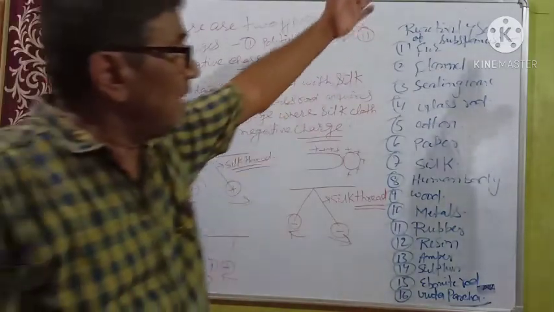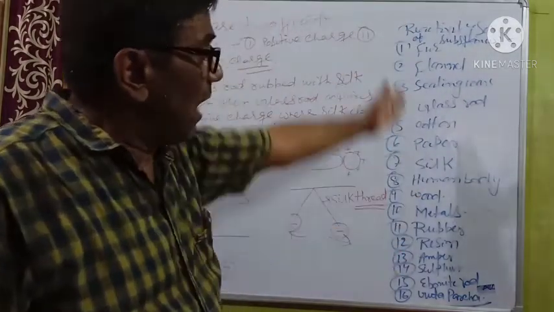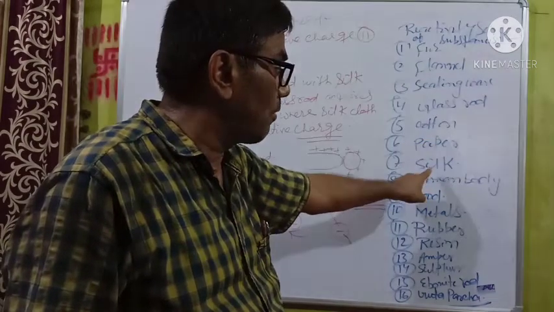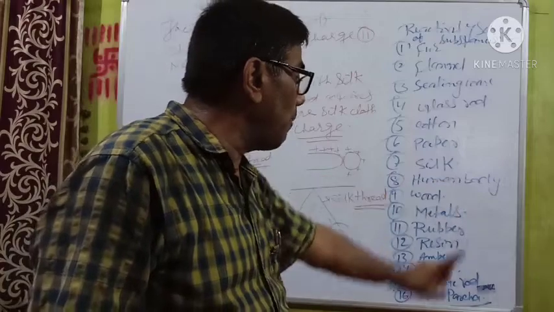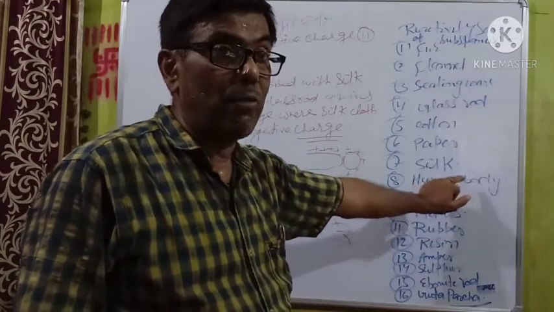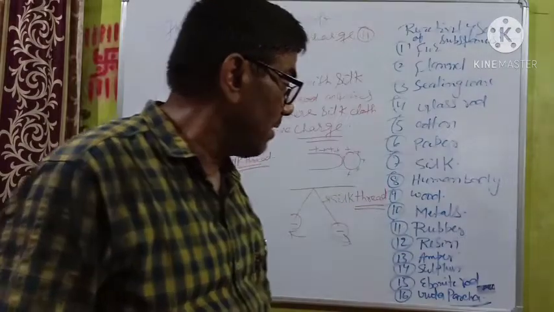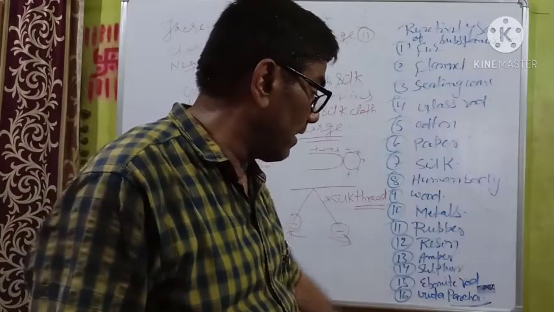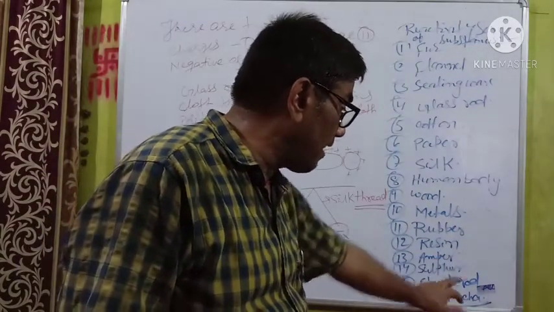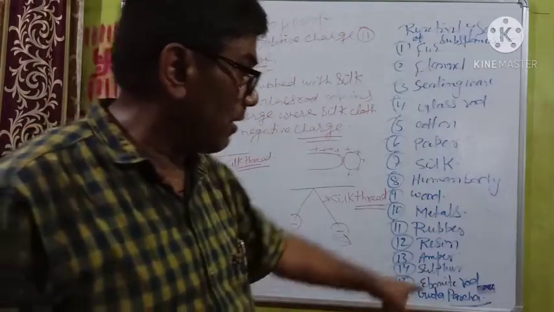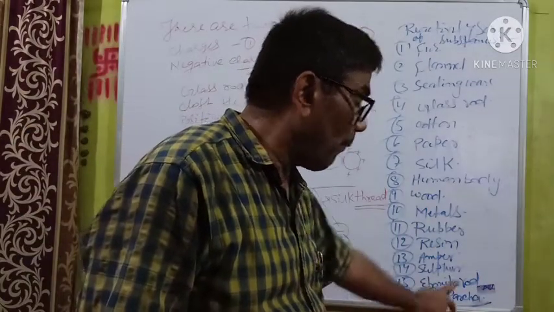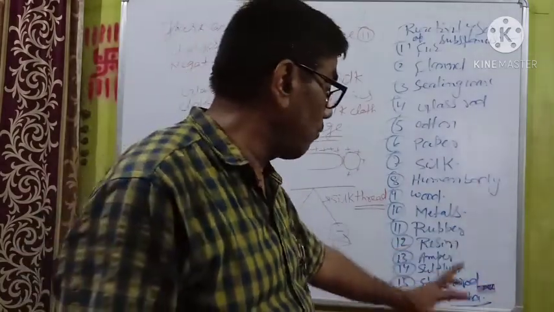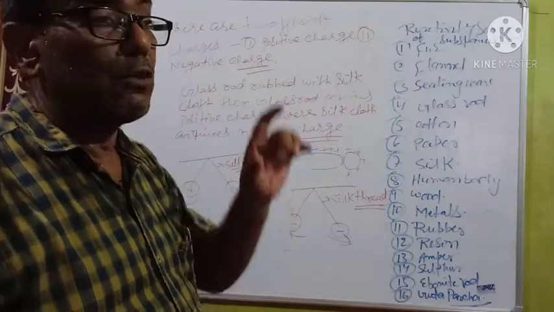Understand it here with the reactivity series. For example, when paper is rubbed with the silk cloth, paper acquires the positive charge and silk cloth acquires the negative charge. When the human body is rubbed with metals, the human body acquires the positive charge and the metal acquires the negative charge. When rubber is rubbed with resin, rubber acquires the positive charge and resin the negative charge. When amber is rubbed with the ebonite rod, amber acquires the positive charge and ebonite the negative charge. When the ebonite rod is rubbed with Gutta Percha, the ebonite rod acquires the positive charge and Gutta Percha the negative charge.